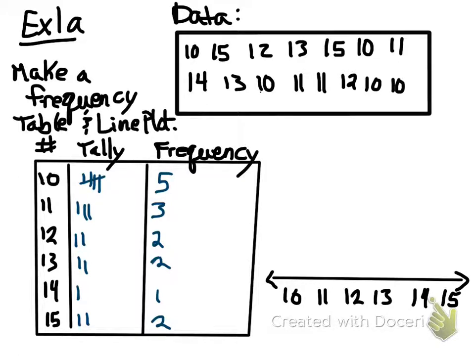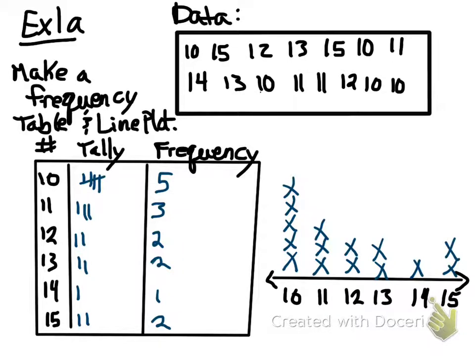Now for your line plot, you should have marked 5 X's above 10, 3 for 11, 2 for 12, 2 for 13, 1 for 14, and 2 for 15. So you can visually, really easily, just glance and see that 10 occurred the most often, and 14 occurred the least often. It's just another way to see the data come to life.